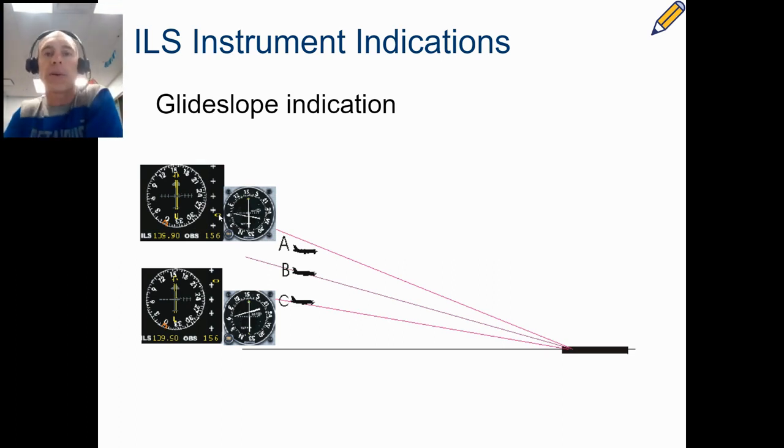Your indicators will always tell you where you need to go. They don't tell you where you are necessarily, they tell you where you need to be. So you can see on this one, the glide slope indicator is this little yellow arrow-ish thing here. And normally, if you're where you need to be, it's going to be right in the middle. But right now, it's down below center, so it says you need to descend.